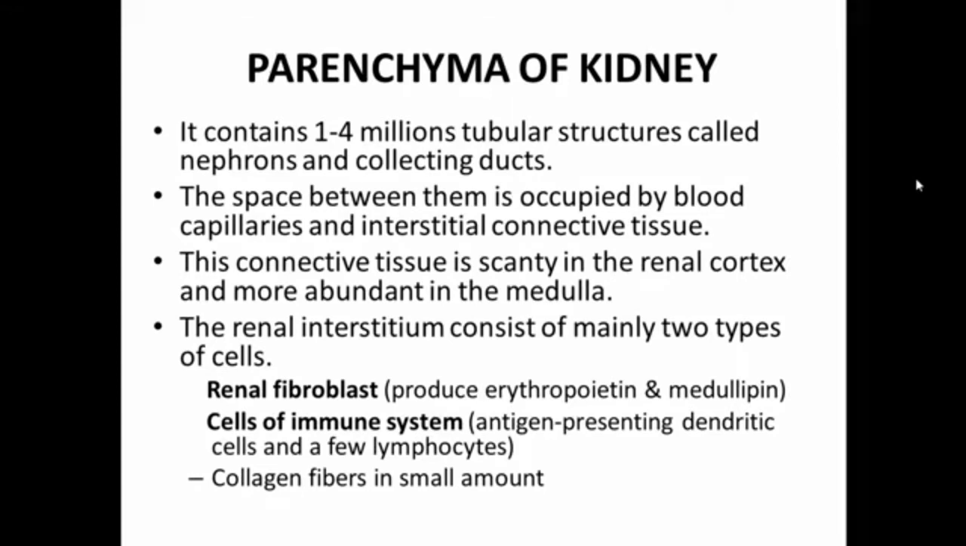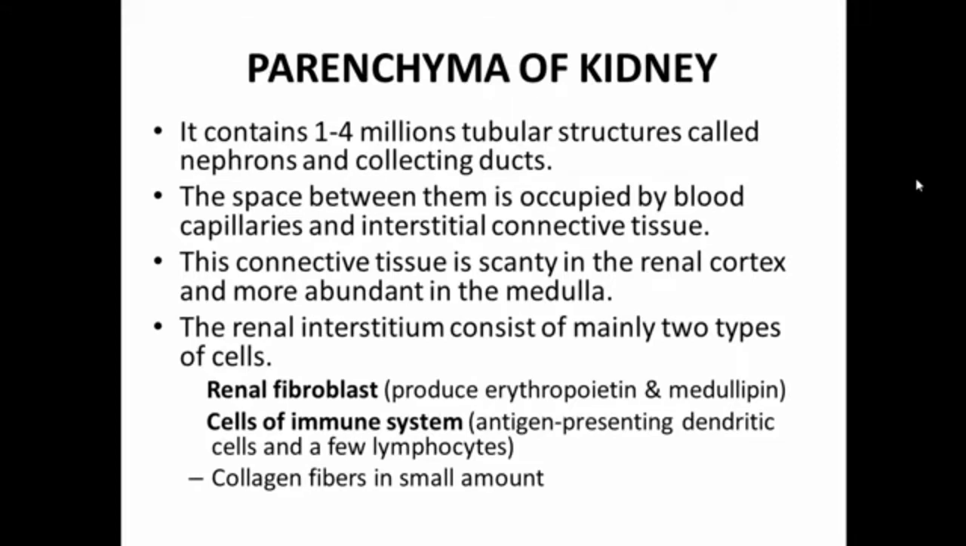So what are the types of cells? These are the renal fibroblasts. They produce erythropoietin, which has a role in erythropoiesis, and medullipin. Medullipin first has to be converted into medullipin 2 in the liver, and then it acts as a vasodilator, so it lowers the blood pressure. The other type of cells are the cells of the immune system, the antigen-presenting dendritic cells and a few lymphocytes.